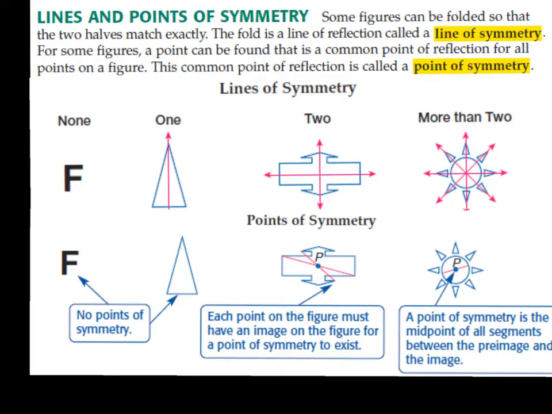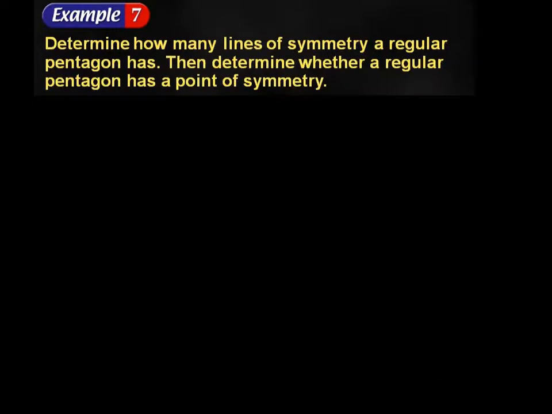These first two figures also have no points of symmetry. This one does. Each point in the figure must have an image on the figure for a point of symmetry to exist. So there's an image of here, and so on. And a point of symmetry is the midpoint of all the segments between the pre-image and image. So a circle, obviously, would have a point of symmetry.